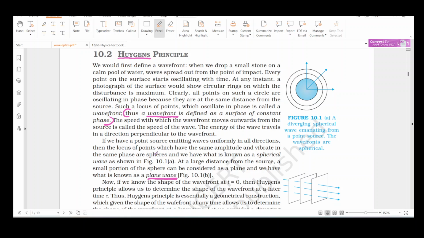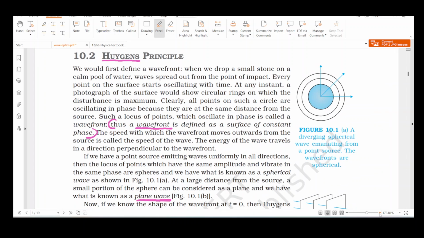Huygens said that wavefronts travel only in the forward direction, and each wavefront acts as a secondary source of light. So every point, let me take this diagram, for example this point and this point on the same wavefront, acts as a secondary source of light. So these all act as secondary sources of light and they move only in the forward direction.